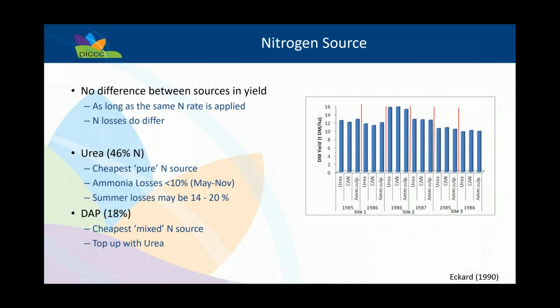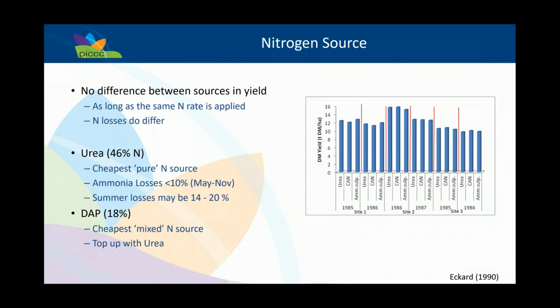If you do need phosphorus as well as nitrogen, then we would say the cheapest mixed source of nitrogen and phosphorus is going to be diammonium phosphate, and you can get your phosphorus as well as your urea. Now, we recommend that the rate of urea shouldn't be below 20 kilos of nitrogen per hectare in any single application, because below that the responses are quite uncertain, and shouldn't be above about 50 kilos of nitrogen in any application, because above that again it becomes very uncertain.